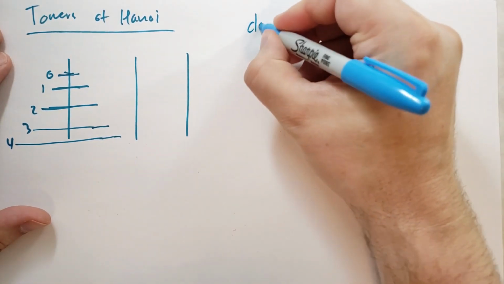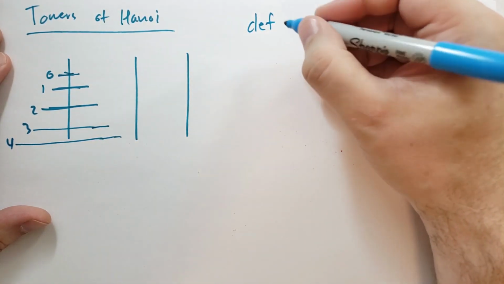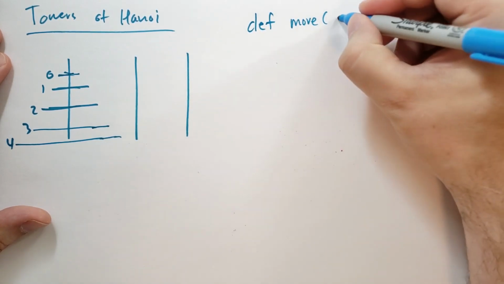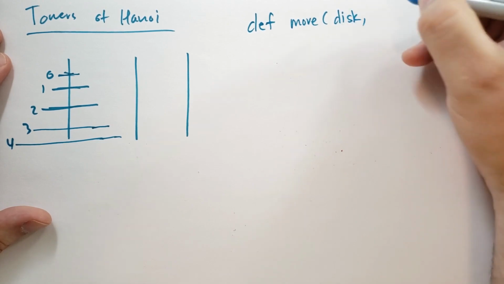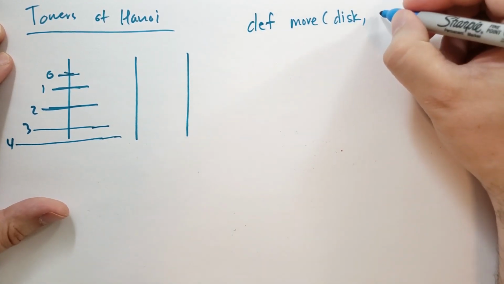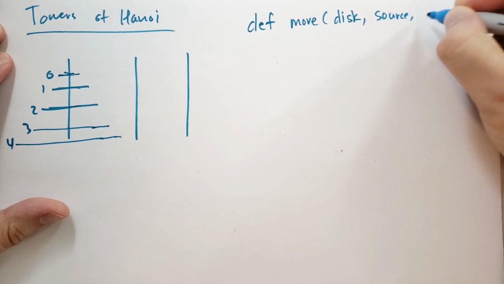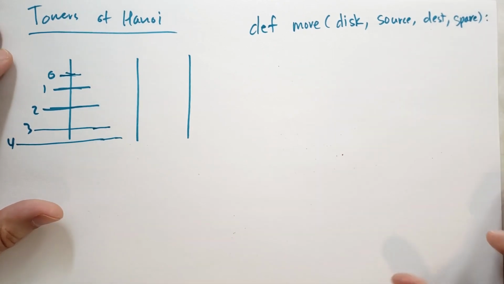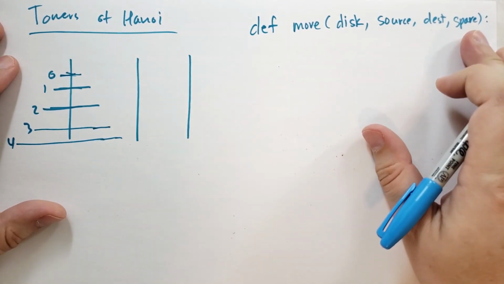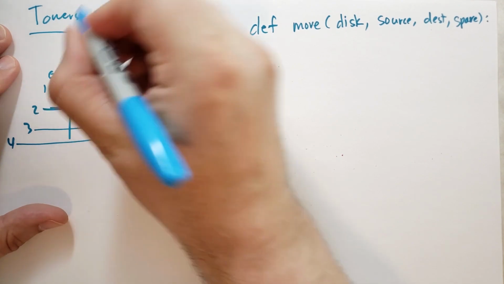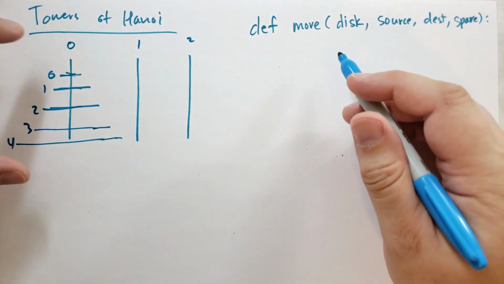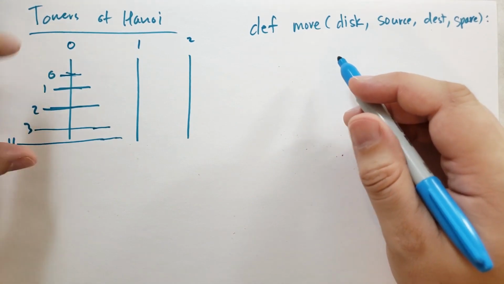So def, we're going to call it move. To be short, we're going to have the disk number we're trying to move, and then we're going to have the source, where it's at, where it's going to the dest, and then we're going to have a spare, the column that we're going to use for the spare. These are all integers, okay? So we're going to call this the 0, 1, and 2 pegs, okay? And we're going to assume that it starts with the stack like it is, okay?